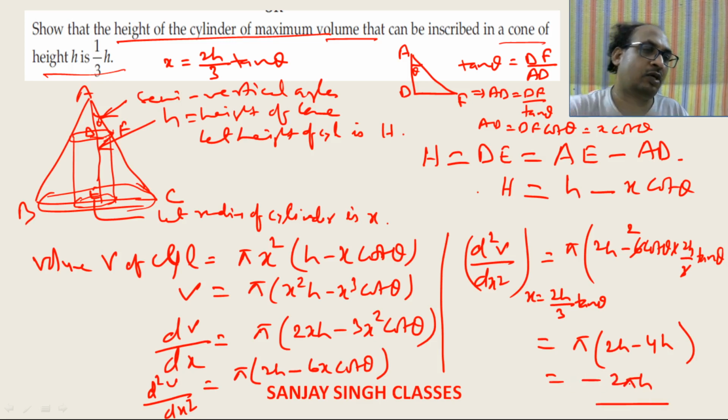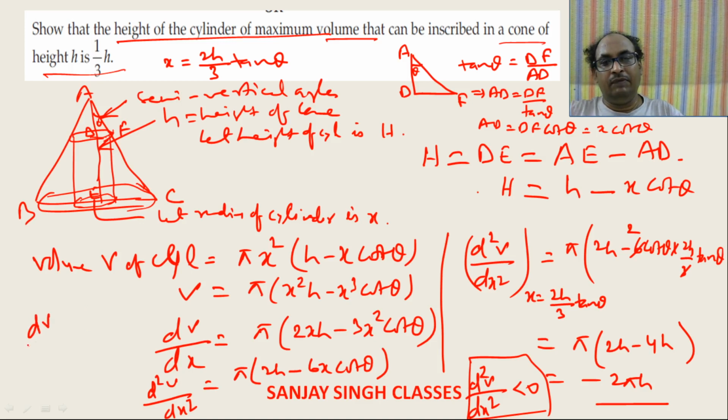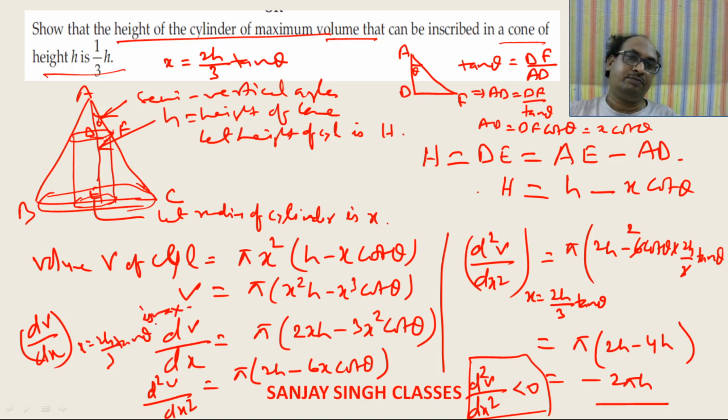So what we have got? We have got a negative value. d square V by dx square is less than 0. If it is the case, then it means at x equal to 2h by 3 tan theta, V is maximum. So now the maximum volume has come.